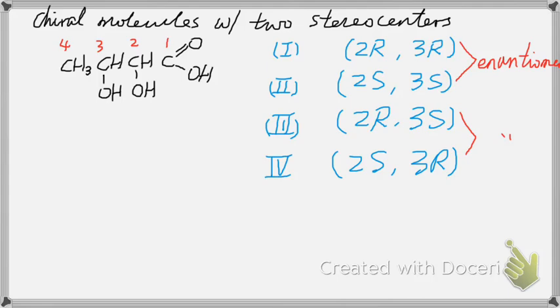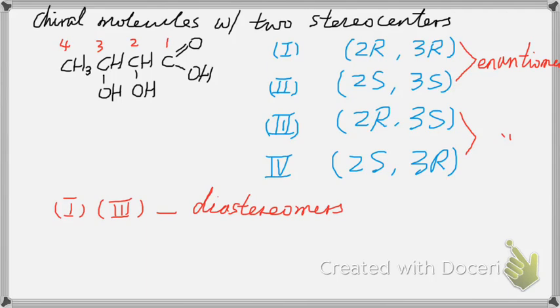But what is the relationship between, let's say, 1 and 3? Molecule 1 and molecule 3. We have 2R, 3R and 2R, 3S. So one chiral center has the same configuration. The other chiral center has a different configuration. So we have a different term to describe them. They are called diastereomers.